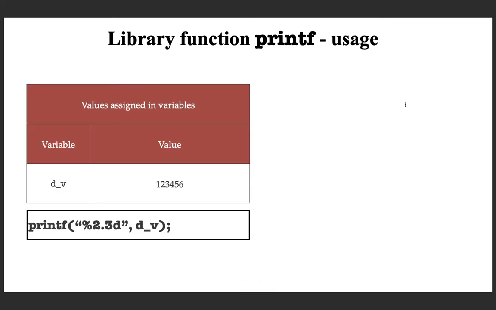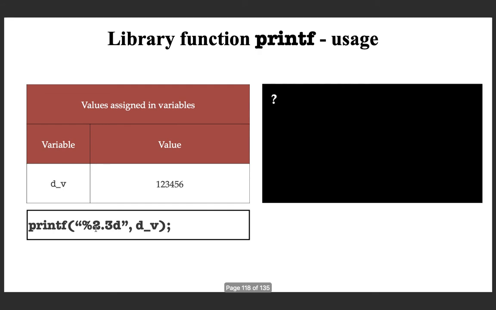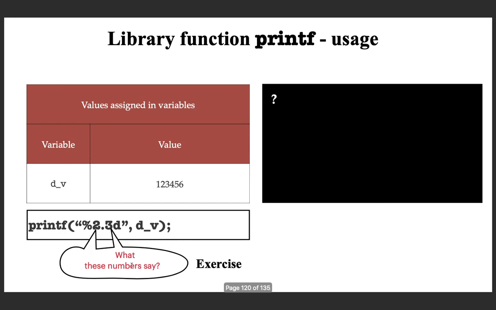Now, here there is a nice example. You can see that between percentage and d, I am saying 2.3. What is it? I don't know what it is. You just type it and see what is happening. So you have to see what these numbers are, and you do it as an exercise. And here as well, you see which control characters are permitted, like d, c, h, etc. I am leaving that as an exercise.